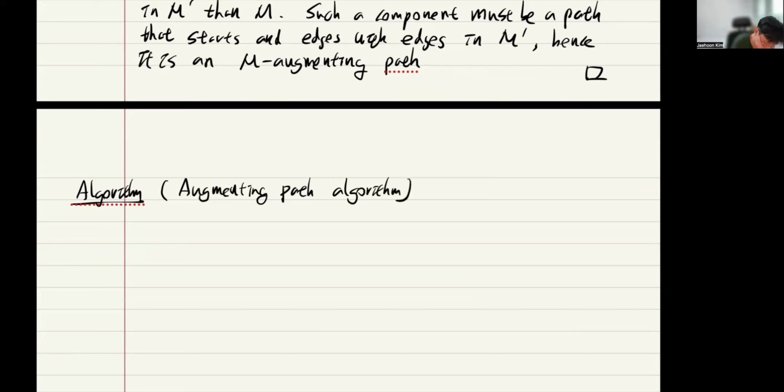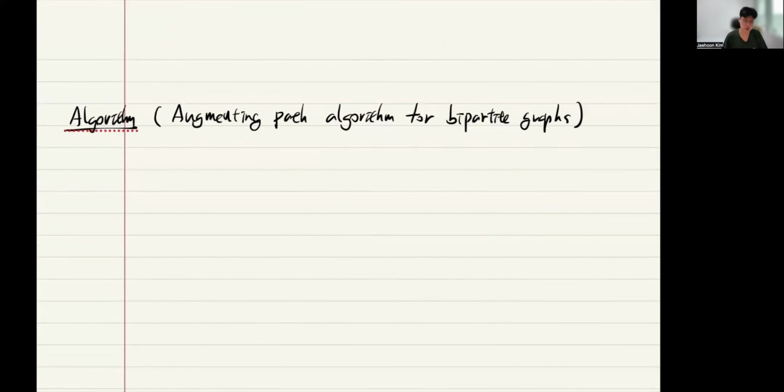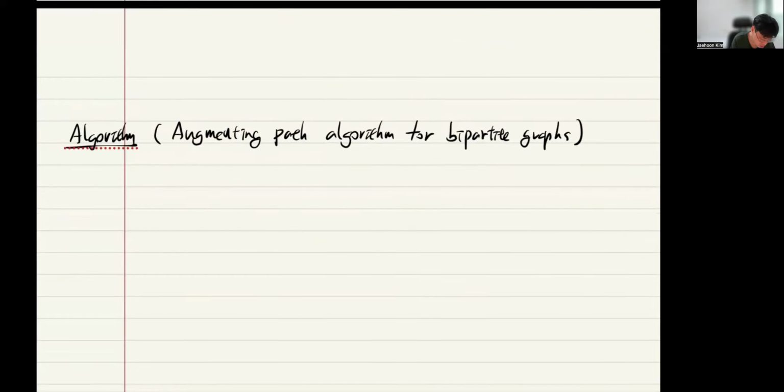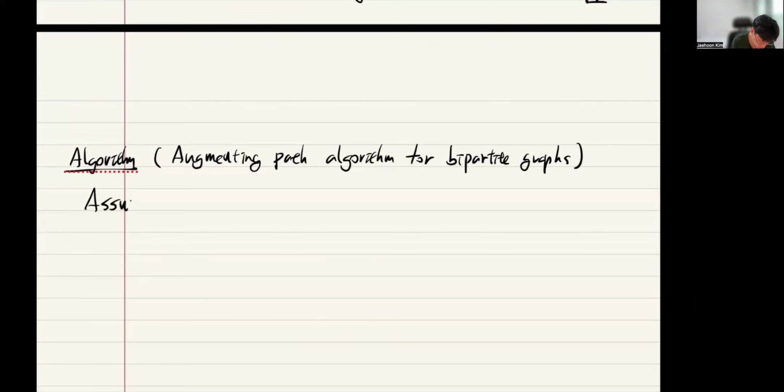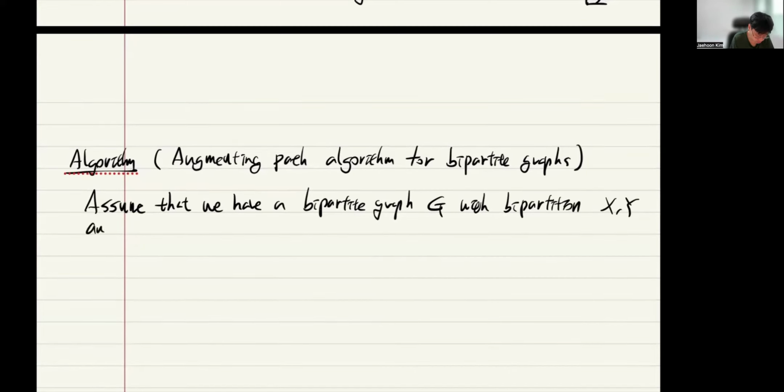And for simplicity, we consider the bipartite case. For non-bipartite graphs, the algorithm becomes more complicated. So let's just assume we have a bipartite graph with bipartition X, Y, and we have a matching M.